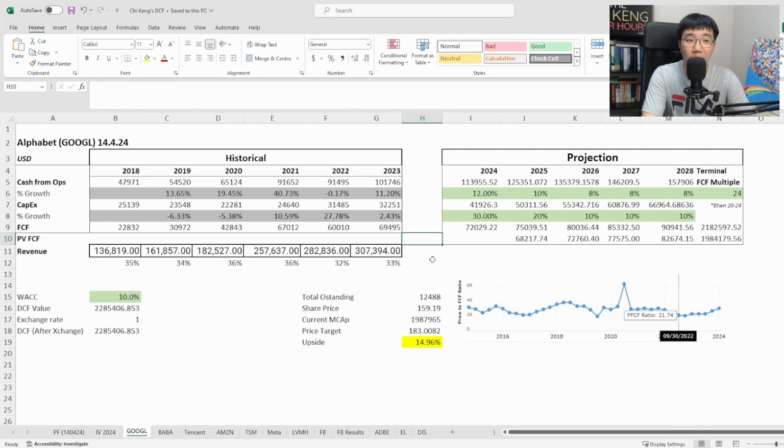So long story short, this model is just a translation of your expectations and your story of a company. It should remain fluid, and whenever you have new information coming in, you should adjust your model to understand what the market is currently expecting. And if not, I hope you guys enjoyed this discussion, and I'll leave the link to this very simple model in the description box down below.